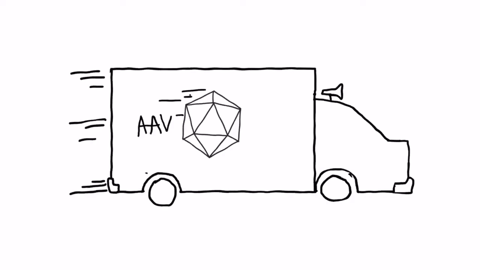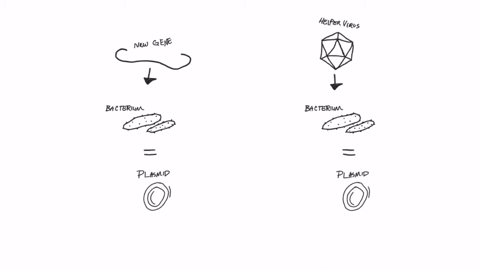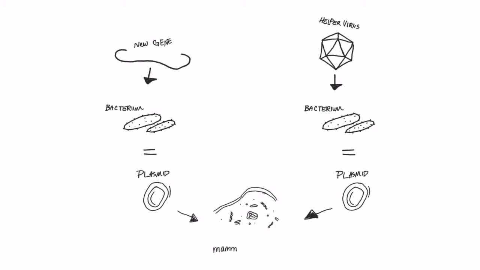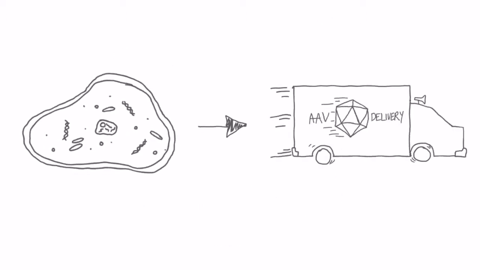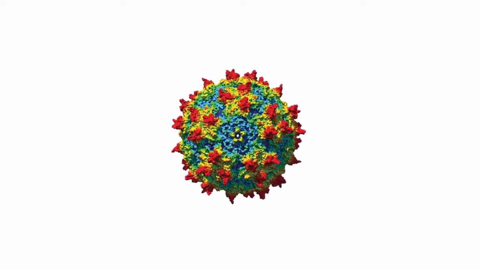A helper virus is used to make copies of AAV vectors. This was done by combining both AAV and the helper virus separately with the bacterium, which essentially forms a plasmid. The AAV plasmid and the helper virus plasmid were introduced together in a mammalian cell for replication. The mammalian cell helped produce more AAV vectors. When the AAV vectors go into the human body, receptors on the surface of the virus allow for binding of different things on the cells.